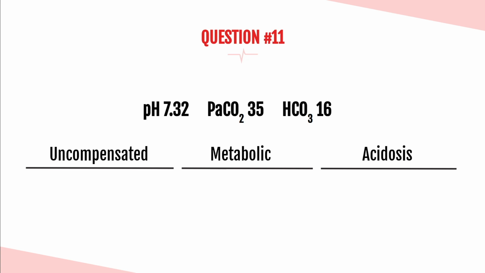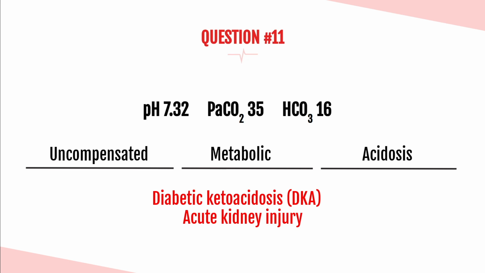I do want to add an extra layer here. Where would you see metabolic acidosis? When would we see our body either producing too much acid or not being able to get rid of it? Any ideas? Well, you could certainly see that in patients with diabetic ketoacidosis, or DKA. We can see it in patients with acute kidney injury and in aspirin or salicylate overdoses.